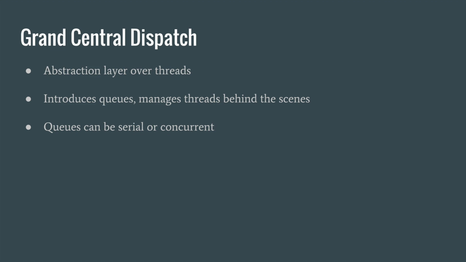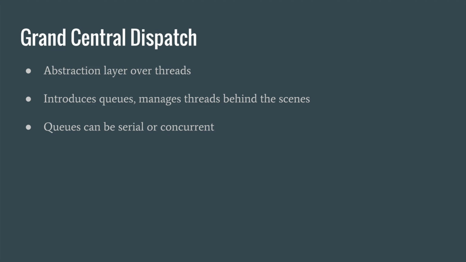Essentially, it's a way of dealing with concurrency and processors with multiple cores. They provide an abstraction layer over threads, and they introduce a queue-like system where you create a queue and say, hey, I would like to run this block of code on this queue, and behind the scenes it's going to create and destroy threads to run that block. There are two types of queues by default. You get a serial queue, and you also have concurrent queues.